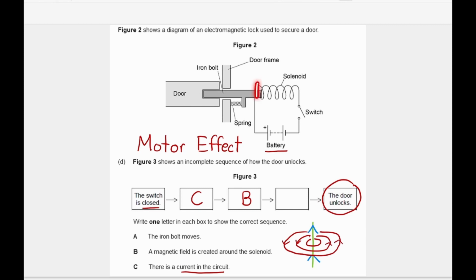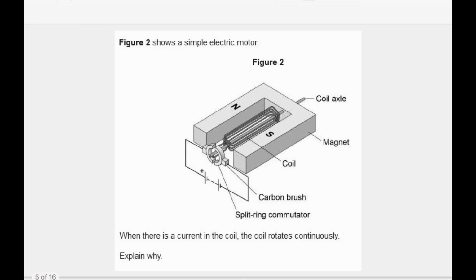The magnetic field of the solenoid is going to act to attract this iron bolt, causing it to move. This then makes the door unlock. That was a fairly straightforward problem. Let's move on to something more difficult.